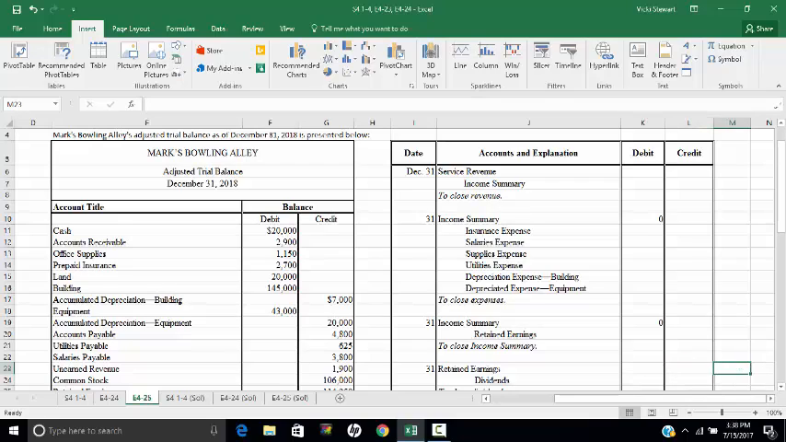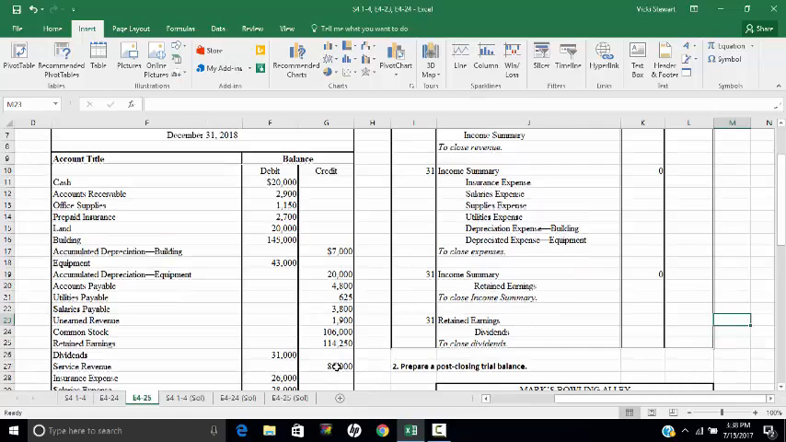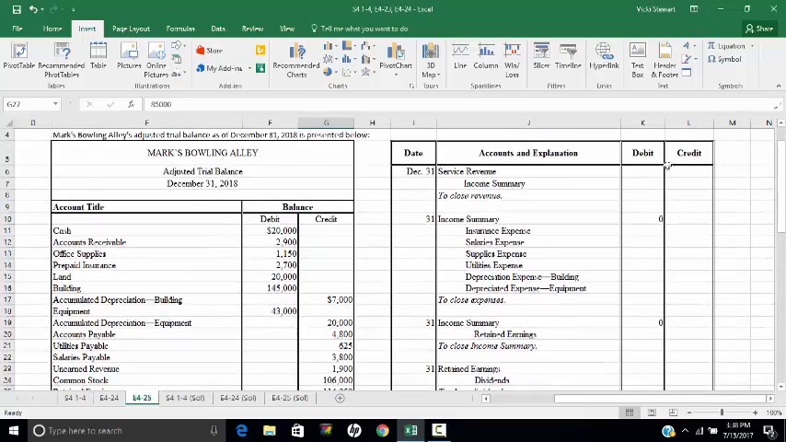We notice first that we're going to be closing service revenue. So we go to our adjusted trial balance and we see that service revenue has an $85,000 credit balance. So to close that account, we would debit service revenue for $85,000 and we would credit our temporary account income summary for $85,000. Next, we're going to close our expenses.